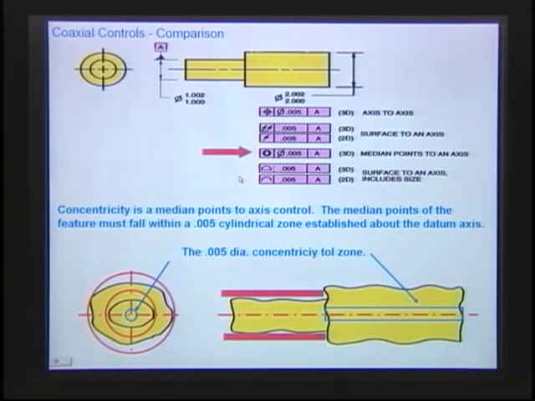Well, first of all, you'd have your datum axis. The datum is done the same way, you get a datum axis. And you have a diameter tolerance zone of 5,000. There's your tolerance zone of 5,000, right? And it's a cylindrical zone. It extends the full length of the feature. And it says median points to an axis.